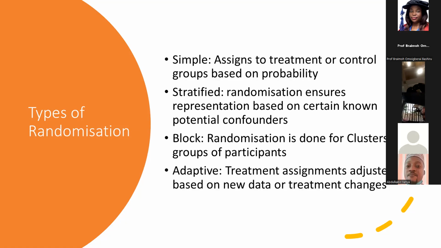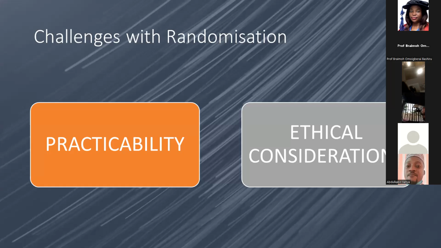So that's block randomization. And then with adaptive randomization, you probably will start out with one randomization method or type, and then you will see as results come out, as data emerges and all treatment changes, you want to switch it up and you want to make some adjustments in your randomization. So that's adaptive. What are the challenges with randomization?